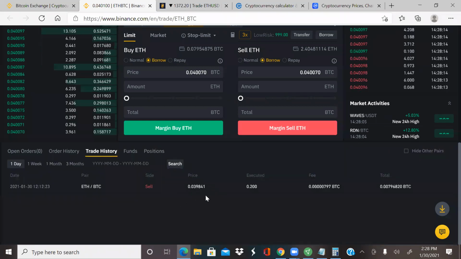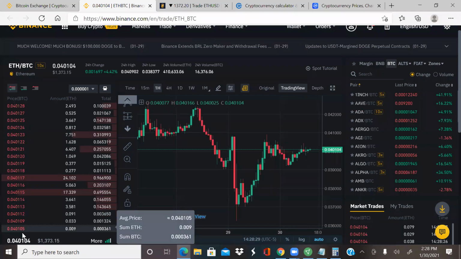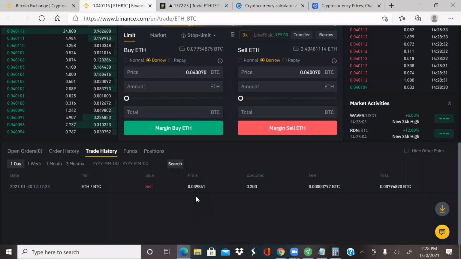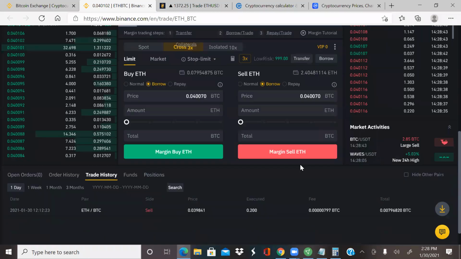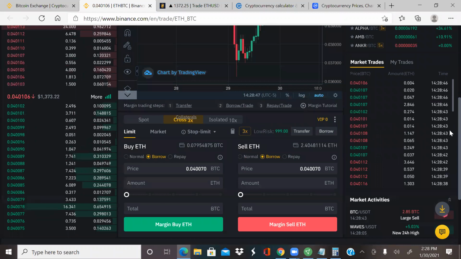I already sold Ethereum, you see my position, 0.2 executed. I sold Ethereum at 39,841 Satoshi already. It is going against me, it's on 40,000 now. I sold at 39, but I'm not bothered because I have enough margin. So I'll just be looking at it till it comes down. Now, this allows you to do some margin sell, and then you can make profit when it comes down.